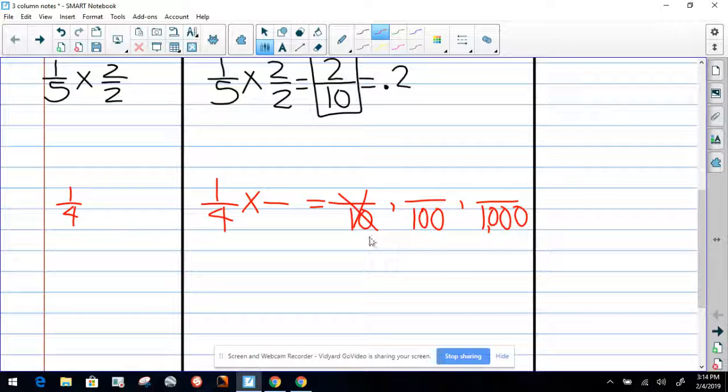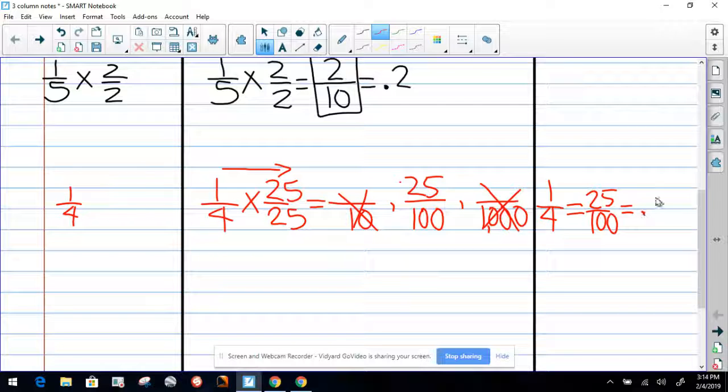But if we think about money, we know that $1 has 4 quarters. So that lets me know that we can multiply 4 times 25, and that will equal 100. So we found what we needed. Now the numerator is multiplied by the same number. Now you multiply across. 1 times 25 equals 25, so 25 hundredths. So now we can write here on the answer that 1/4 equals 25 hundredths as a fraction, or 25 hundredths as a decimal.